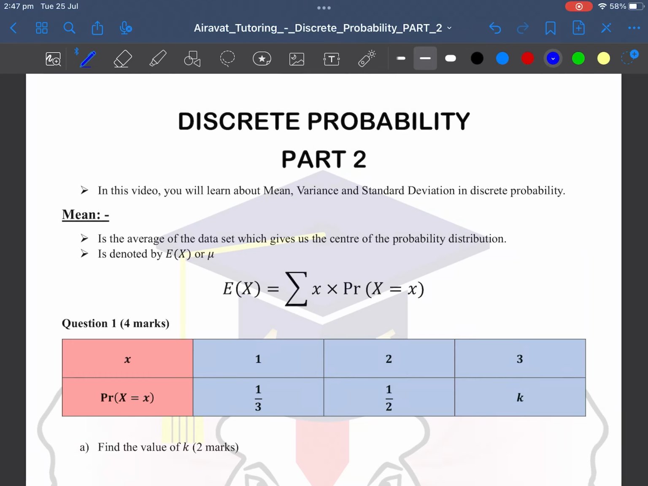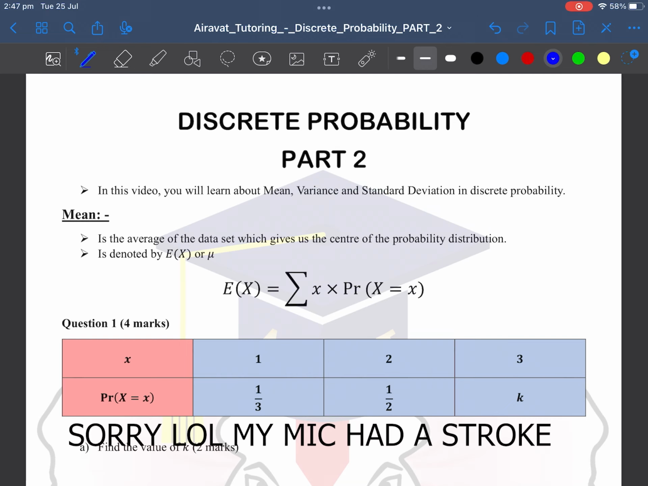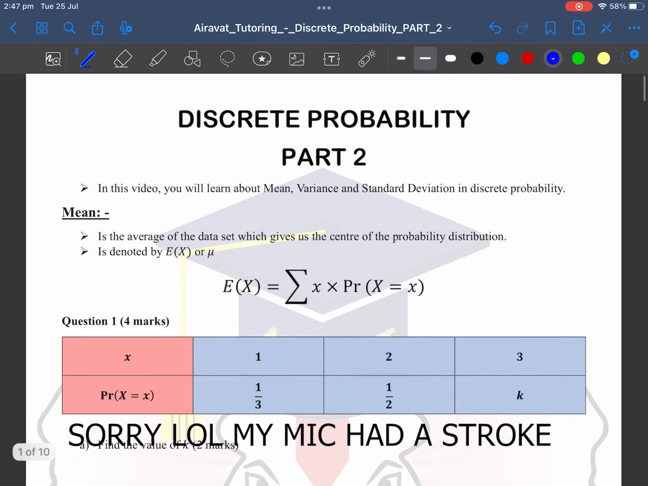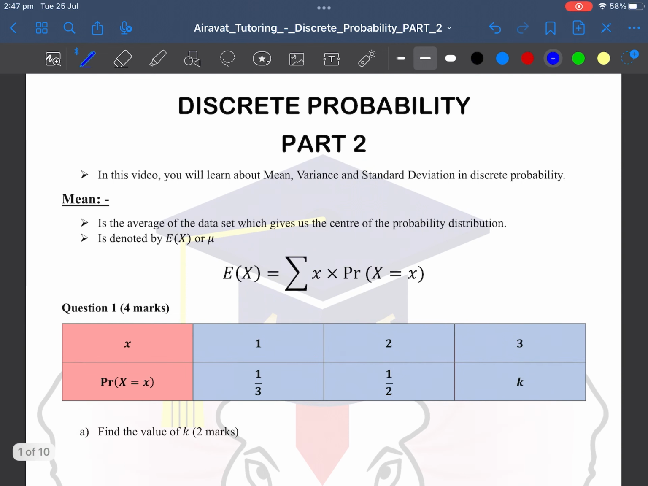Alrighty everyone, so today I will be going over discrete probability again, but today I'll be covering mean, variance and standard deviation in discrete probability. So let's start off by knowing what mean is. Well, mean is the average of the dataset which gives us the center of the probability distribution.